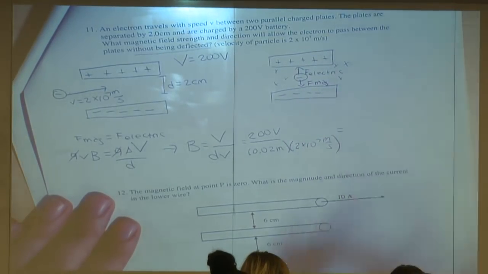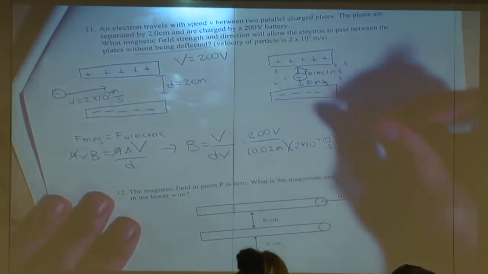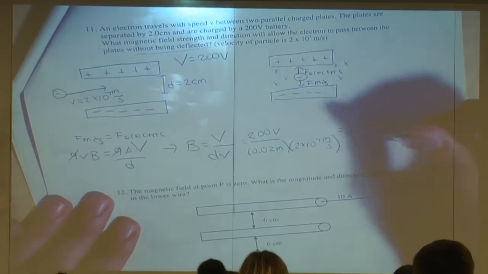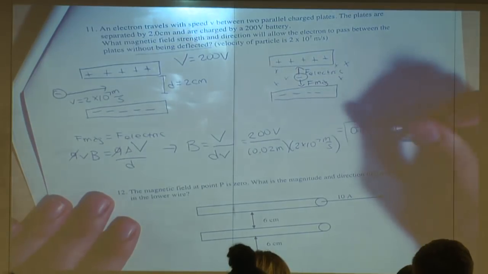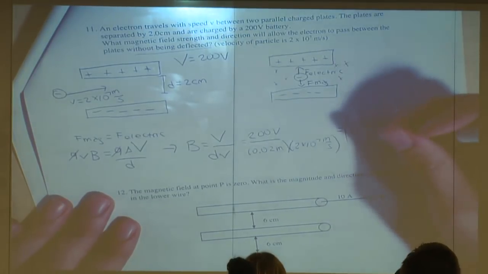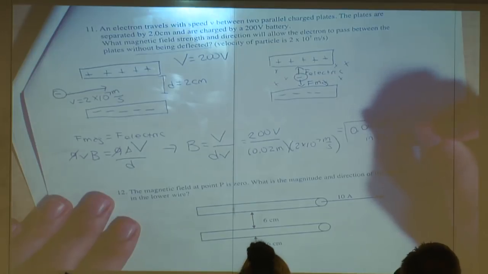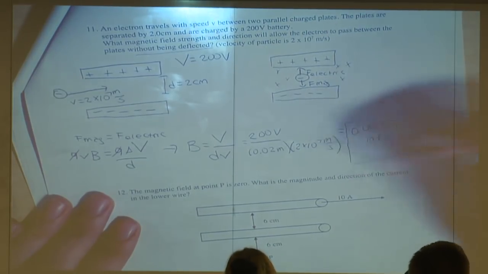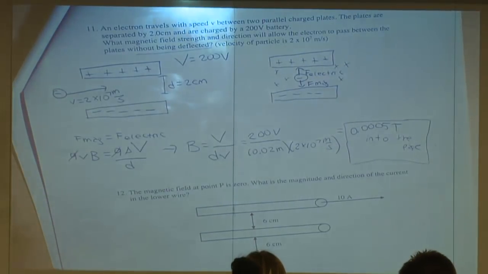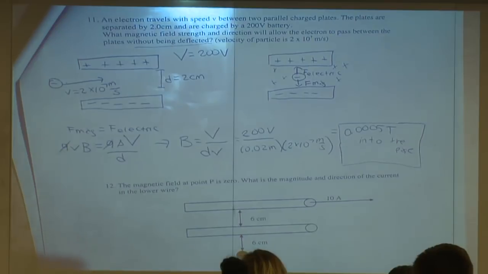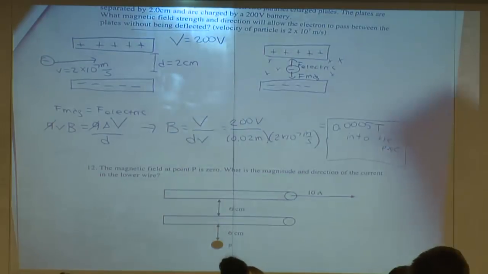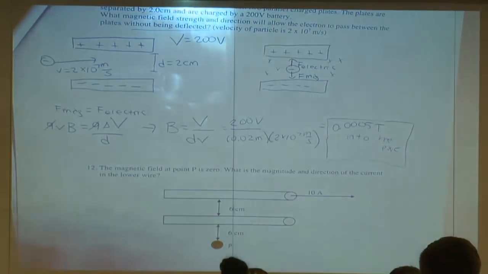If you plug this into your calculator, you should get 0.0005 Teslas. And then we said that it should be in. Okay, sorry for the confusion on this one. Like some people said, just use your left hand, that's probably the easiest way for the electron. And like I said, if you have any questions, you can ask me at the end. Okay, so let's move on to number 12.